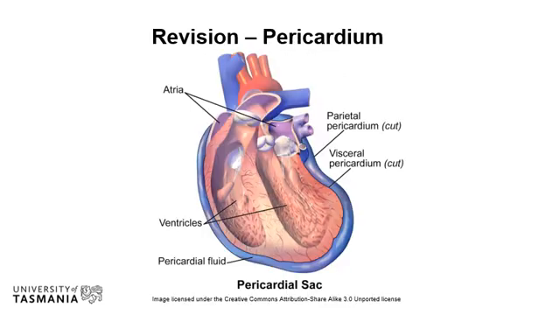So the heart itself sits within a fluid-filled sac known as the pericardium. This sac allows the heart to beat freely, but also anchors it to surrounding structures so it doesn't move around too much in the chest. This double-sided pericardial sac provides protection as well and contains lubricating pericardial fluid, around 10 to 20 mils.